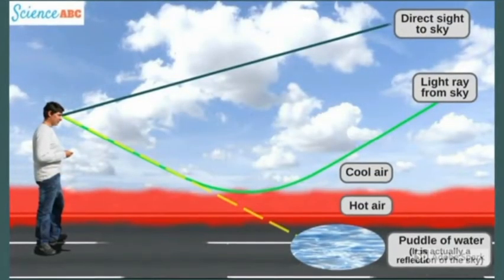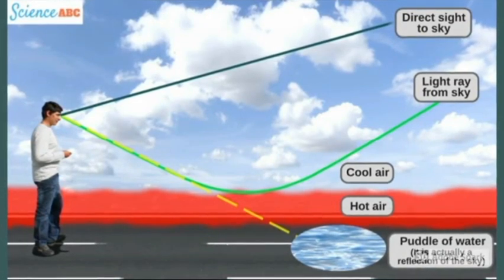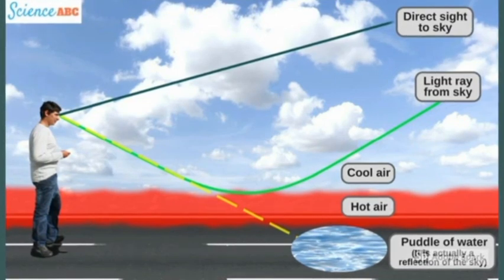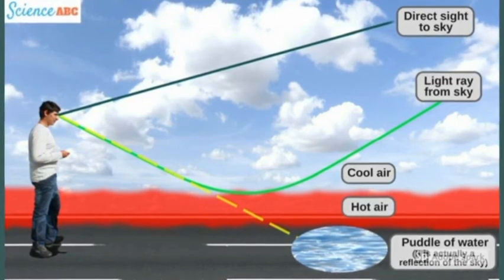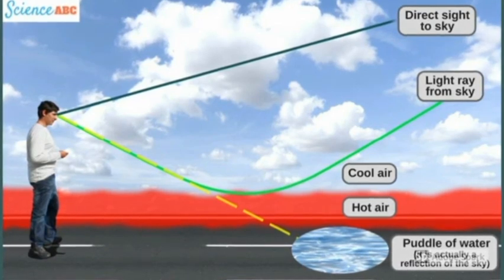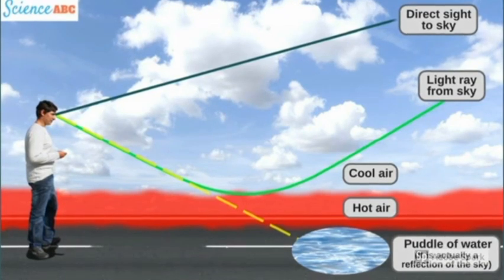This diagram is pretty good at showing you what's going on. The light from the sky is coming downward toward the person and is being bent upward by the hot air, which has a different density than the cool air above it. And so it goes upward towards his eye. And it looks like water there on the ground, which is just a reflection of the sky.